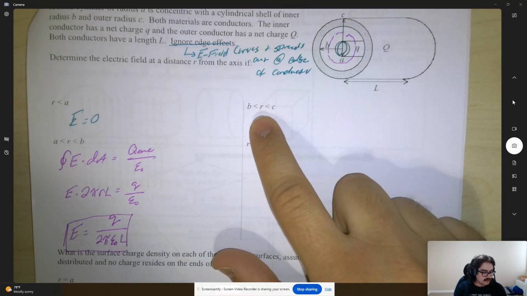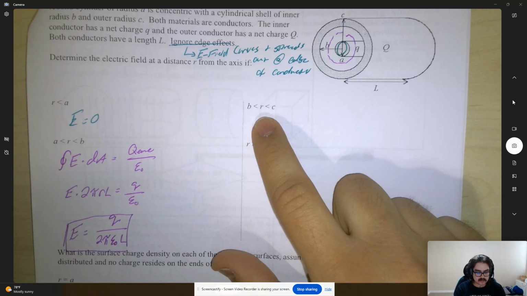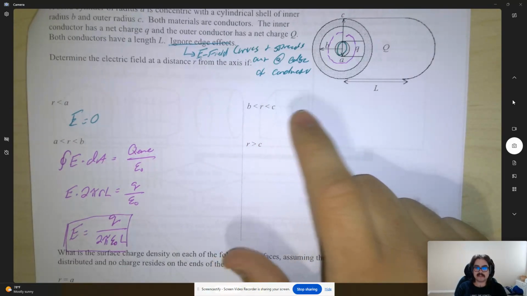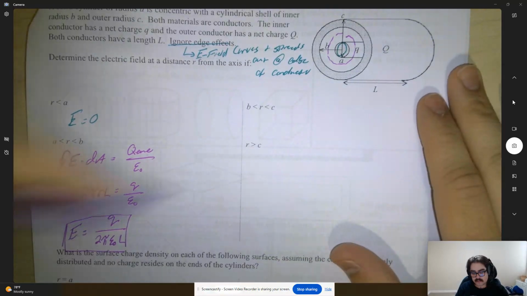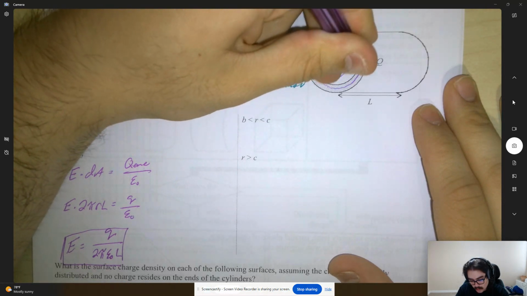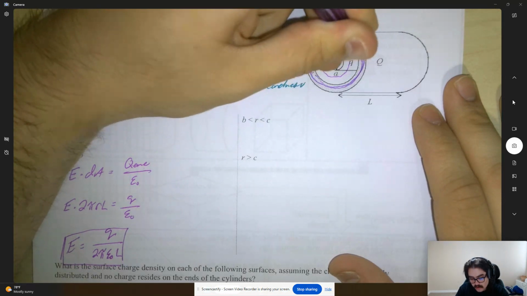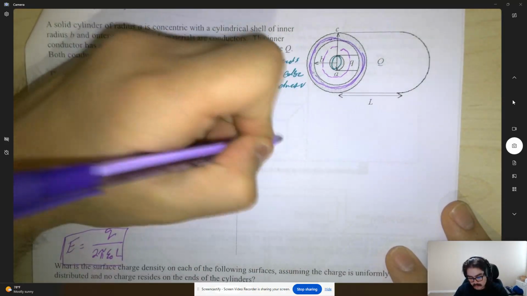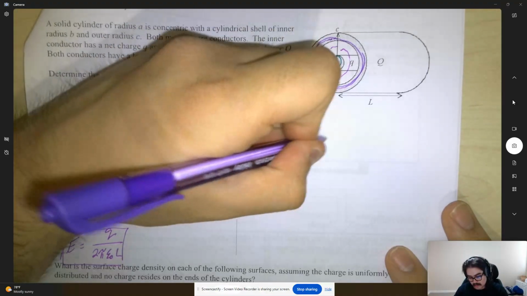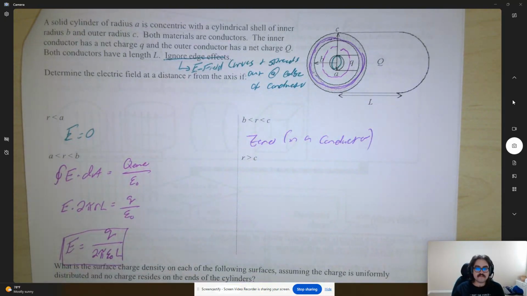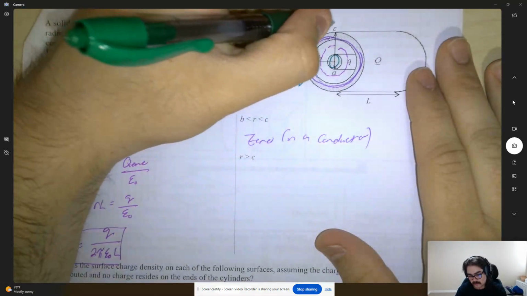If B is less than r, which is less than C, so r is in between B and C, that's going to be right here. And you're also in the bulk of a conductor. You're in the metal of the conductor, so this is 0 in a conductor. And then if you're going out past C, that's going to be like enclosing the entire cylinder.